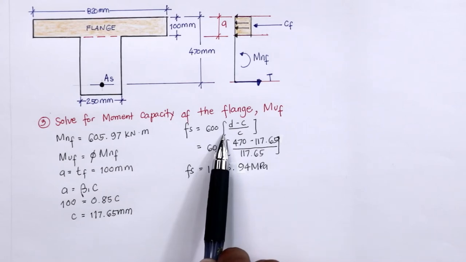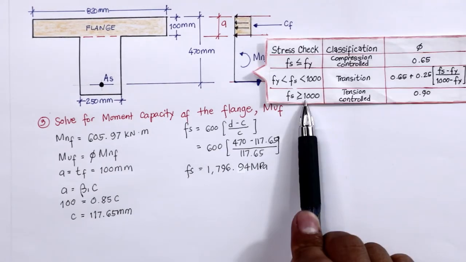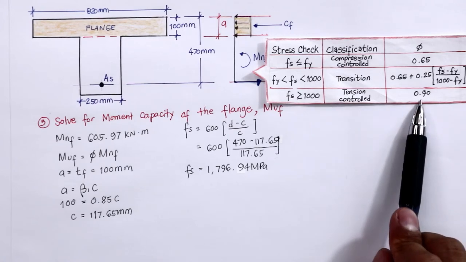Using the formula, FS is equal to 600 (d - c) over c. By performing the stress check, yung value ng FS na nakuha natin is greater than 1000 MPa. Therefore, ang classification ng section is tension controlled. Kaya ang gagamitin nating value ng reduction factor is 0.90.